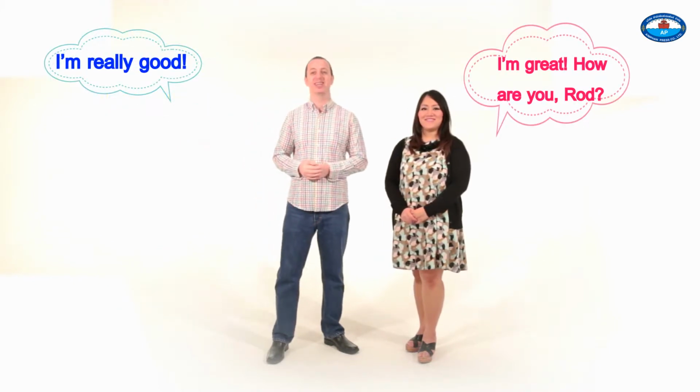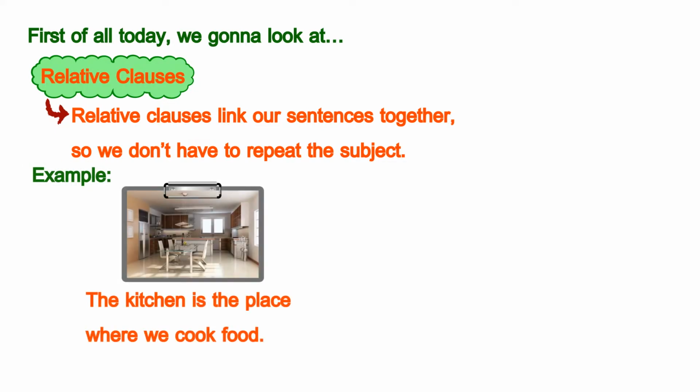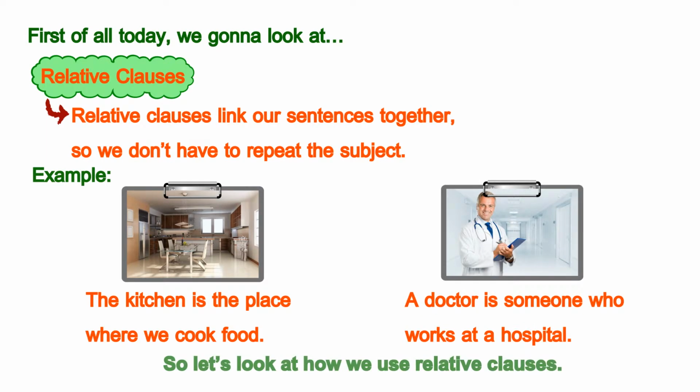I'm really good. Okay, first of all, today we're going to look at relative clauses. Relative clauses link our sentences together so we don't have to repeat the subject. For example, the kitchen is the place where we cook food, or a doctor is someone who works at a hospital. So, let's look at how we use relative clauses.